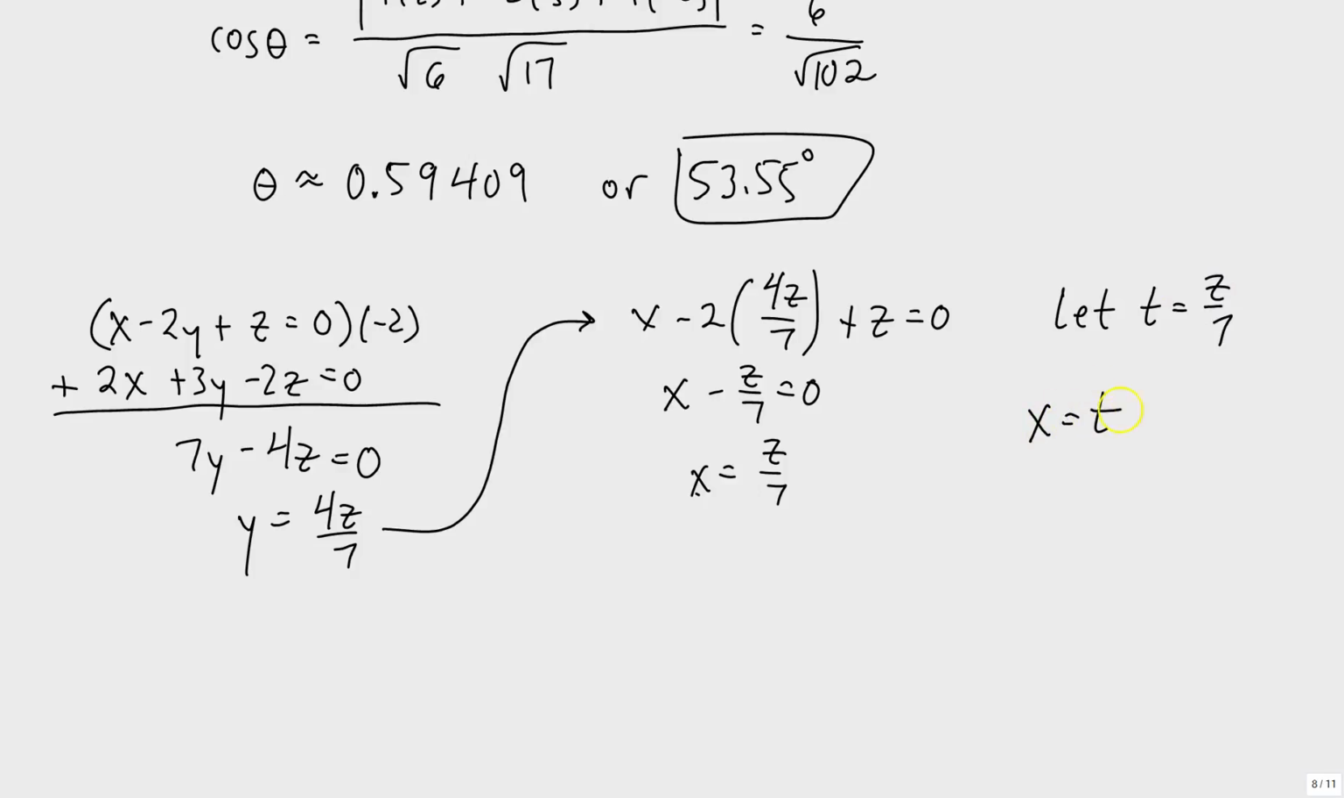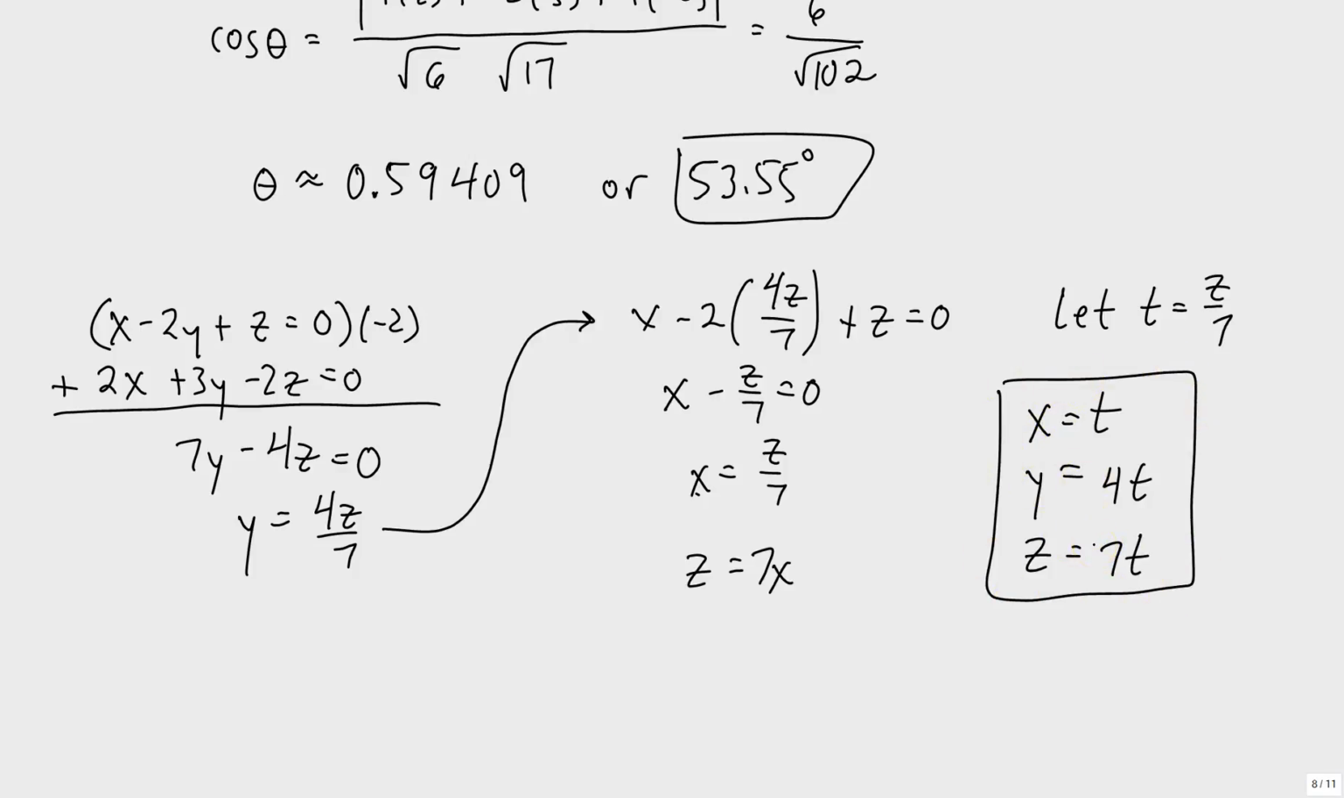So then we'll have x equals t, because x equals z over 7, which we're calling t. And then y will be 4 times z over 7, so that would just be 4t. And then z, let's see, z is going to be, let's look and see. So x equals z over 7, so z is equal to 7x, but x is t, so it's just going to be 7t. So these parametric equations define the line that represents where those two planes intersect.